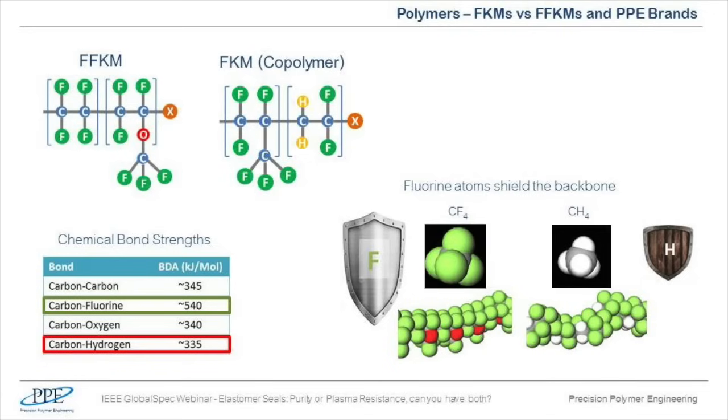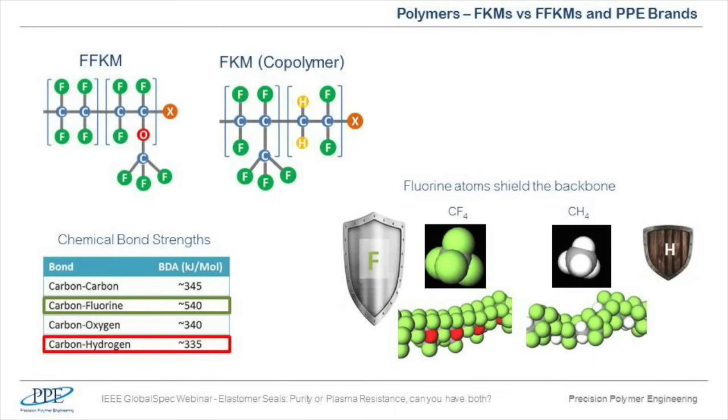Now let's compare the strength of the bonds around the carbon-carbon backbone. In this table, on the left bottom side, you see the bond dissociation energies of the relevant chemical bonds. On this list, the carbon-fluorine bond is the strongest bond, at 540 kilojoules per mole, and the carbon-hydrogen bond is the weakest, with 335 kilojoules per mole bond dissociation energy.